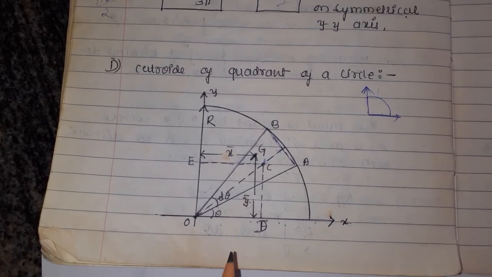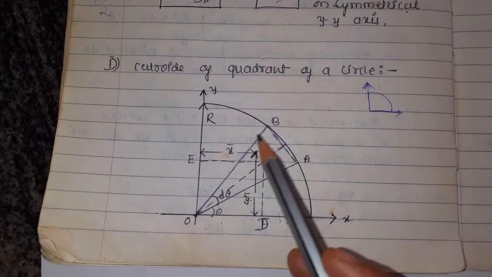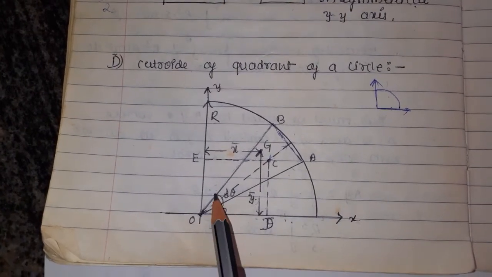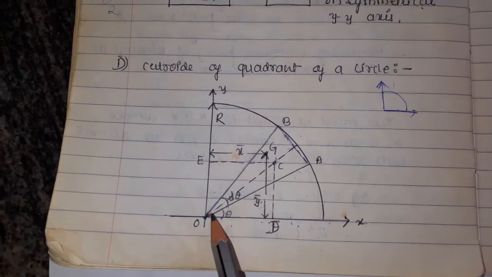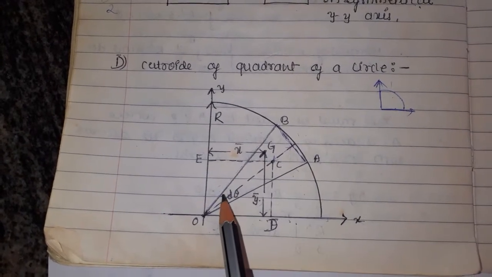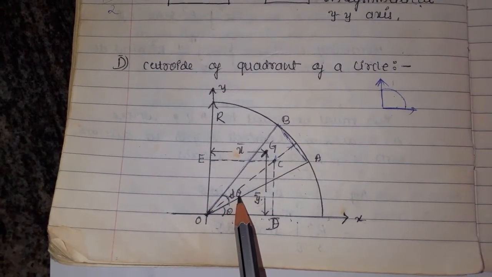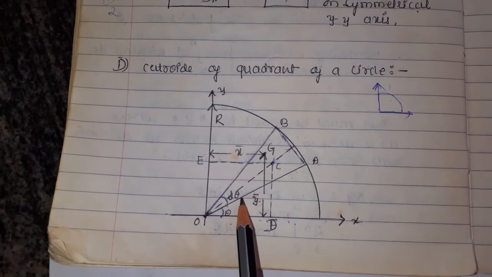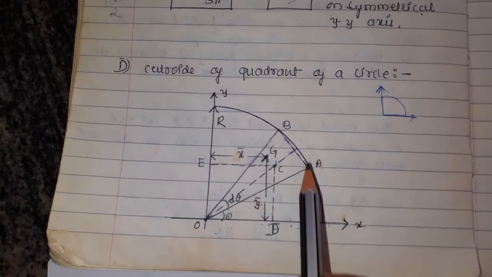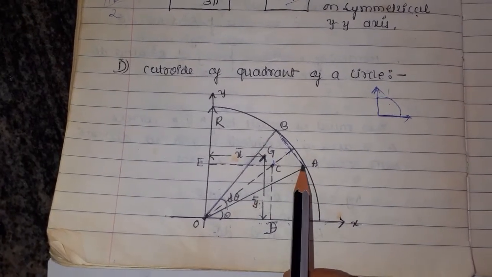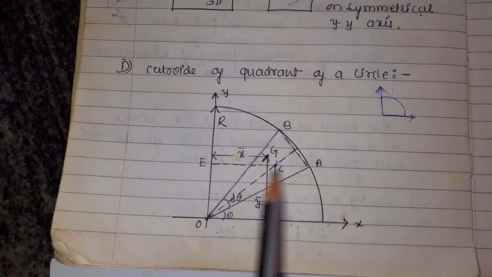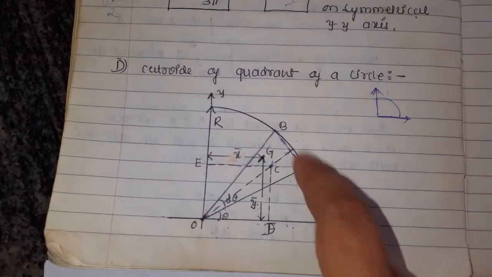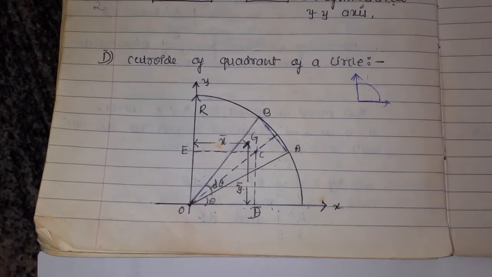Then again, in the quadrant of a circle, let us consider a differential segment, a sector subtending an angle of d theta, as shown in this figure. Then let us consider this AB to be straight, so that the sector OAB is a triangle, as we have seen in the semicircle.